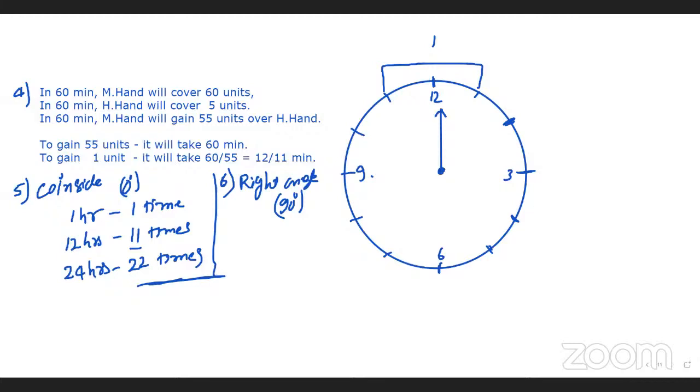But 4 o'clock. For example, the time is exactly 4 o'clock. At exactly 4 o'clock, the hour hand is at 4 and the minute hand is at 12.